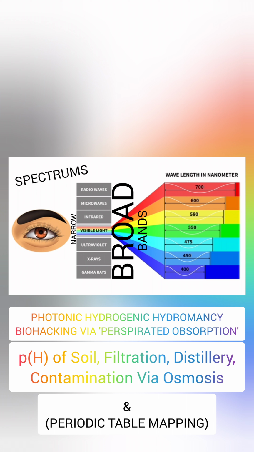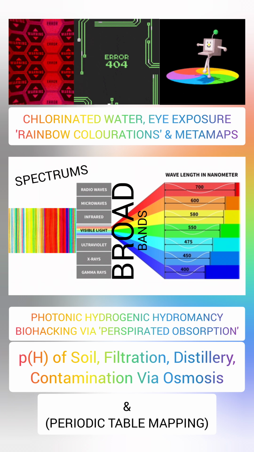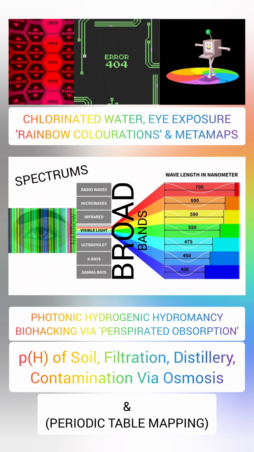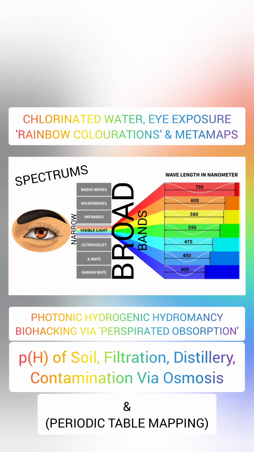It is evident of that of the chlorinated water, eye exposure as example of chlorine in water of swimming pools, to do of rainbow colorations and combinations of meta mapping.